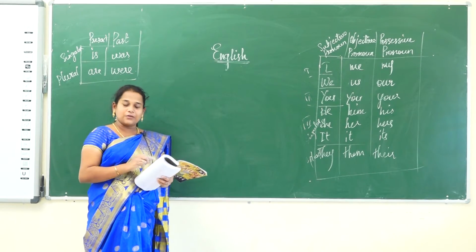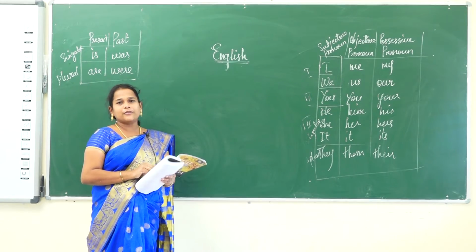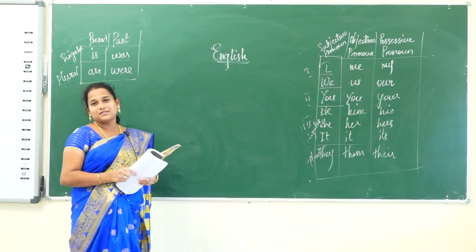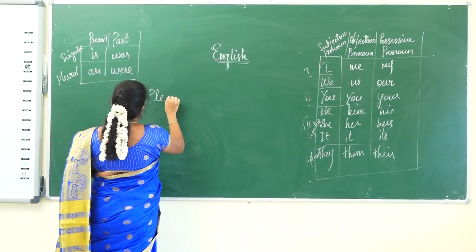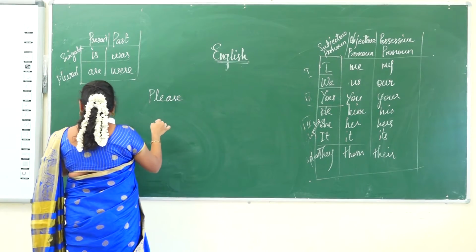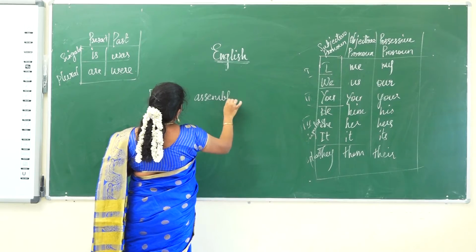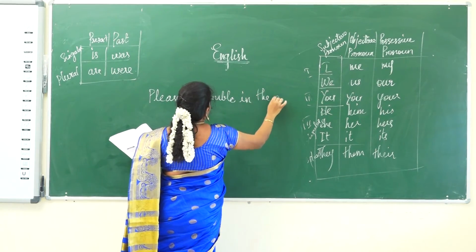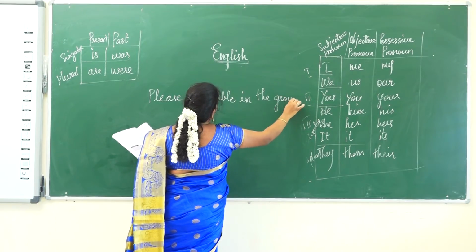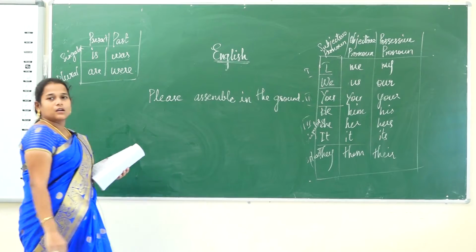First, they have given the passive form in the form of a request. What is the word we use for a request? Please. So, here they have used please assemble. It is in the form of a request, an imperative sentence. Please assemble in the ground. This is in the form of active voice.